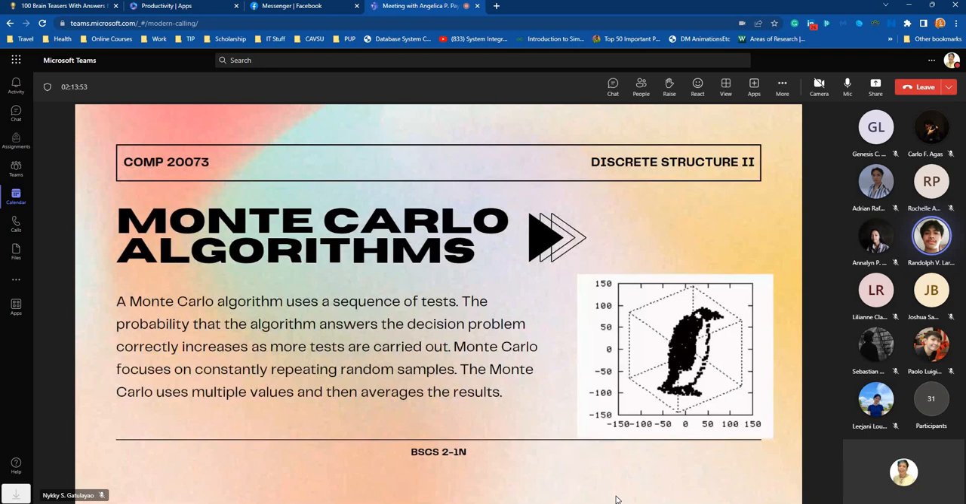So, Monte Carlo methods or Monte Carlo experiments are a broad class of computational algorithms that rely on repeated random sampling to obtain numerical results. The underlying concept is to use randomness to solve problems that might be deterministic in principle. They are often used in physical and mathematical problems and are most useful when it is difficult or impossible to use other approaches. Next slide.